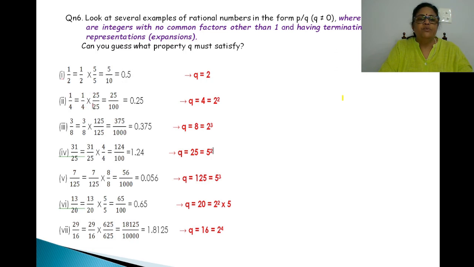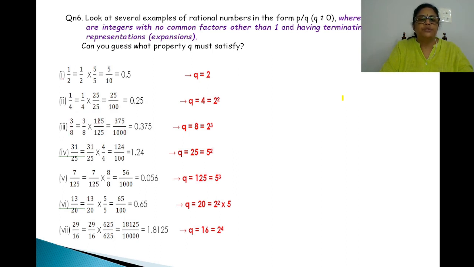We know that 4 into 25 is 100. So numerator also into 25. You will get 25 divided by 100. In 100, 2 zeros. So you will get 0.25. 3 by 8. 8 into 125 is 1000.